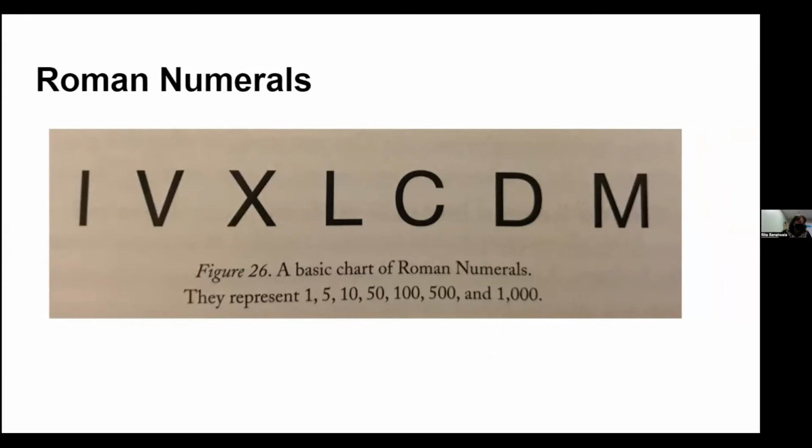The Romans made a rule that the order in which you arranged the letters indicated whether you were to add or subtract. If the smaller number came second, you were to add it. So, XI equaled 11. If the smaller number came first, you were to subtract. So, IX equals 9.